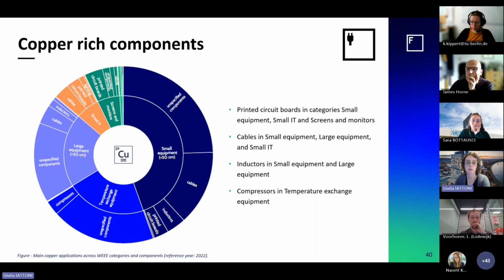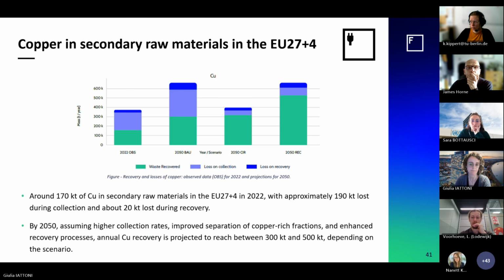Just to showcase an example for one critical and strategic raw material, which is present in large quantities in WEEE and is mostly recovered with the current management system, copper can be found in many WEEE categories, and especially in small equipment, large equipment, and temperature exchange equipment. While in terms of components, that's the case for printed circuit boards, cables, inductors, and compressors. That's just an example, but we have the same type of analysis for all strategic and critical raw materials.